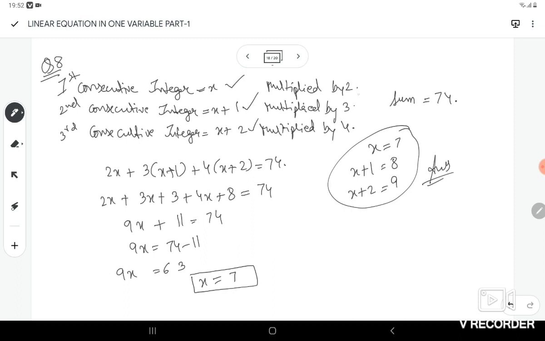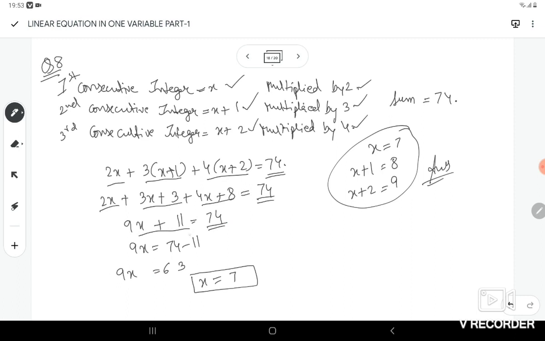Now we have to multiply the first consecutive integer with 2, second by 3 and third by 4 respectively. So which forms the equation as 2x plus 3 times (x plus 1) plus 4 times (x plus 2) equal to 74, which gives us 2x plus 3x plus 3 plus 4x plus 8 equal to 74, which gives us the sum as 9x plus 11 equal to 74.